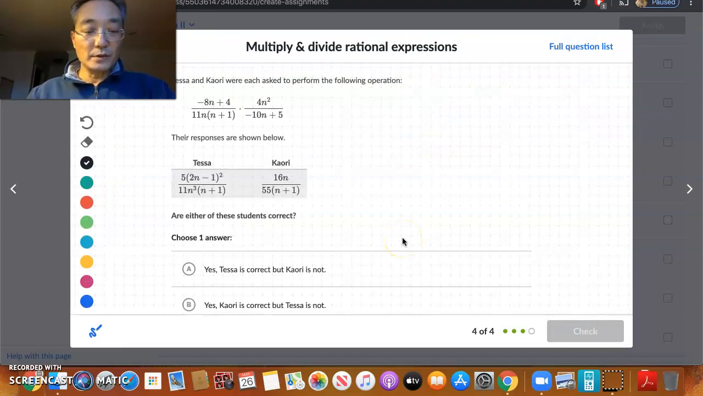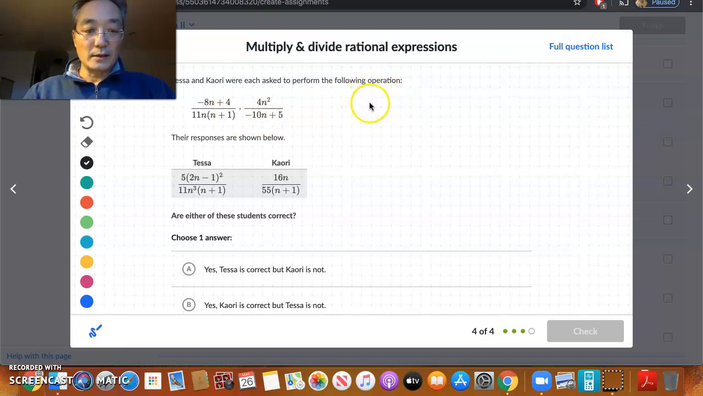And again, this one looks very similar to the first one that we had in the previous set, but we'll do it anyway. Tessa and Kaori perform the following operations. Is either of them correct, or are neither of them correct? So let's do a quick check. This is multiplication. Let's use our steps. Let's factor. We don't have to do keep, change, flip.